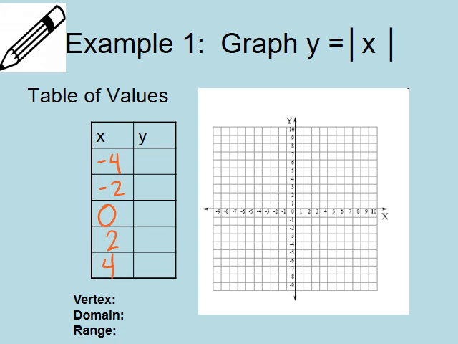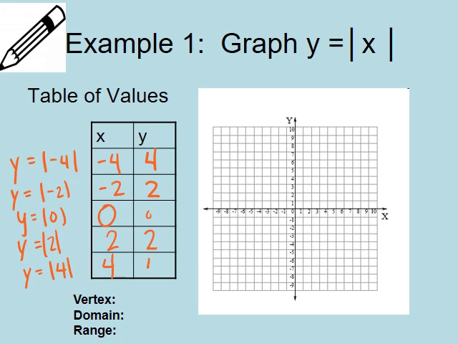What we want to do is plug that x value in for x. Therefore, if I plug it into the equation, it looks like this. The absolute value of -4 would give me a y value of 4. If y was equal to the absolute value of -2, then y would be 2. If I plug in 0, it would still be 0. If I plug in 2, the absolute value of 2 is 2, and the absolute value of 4 is 4.